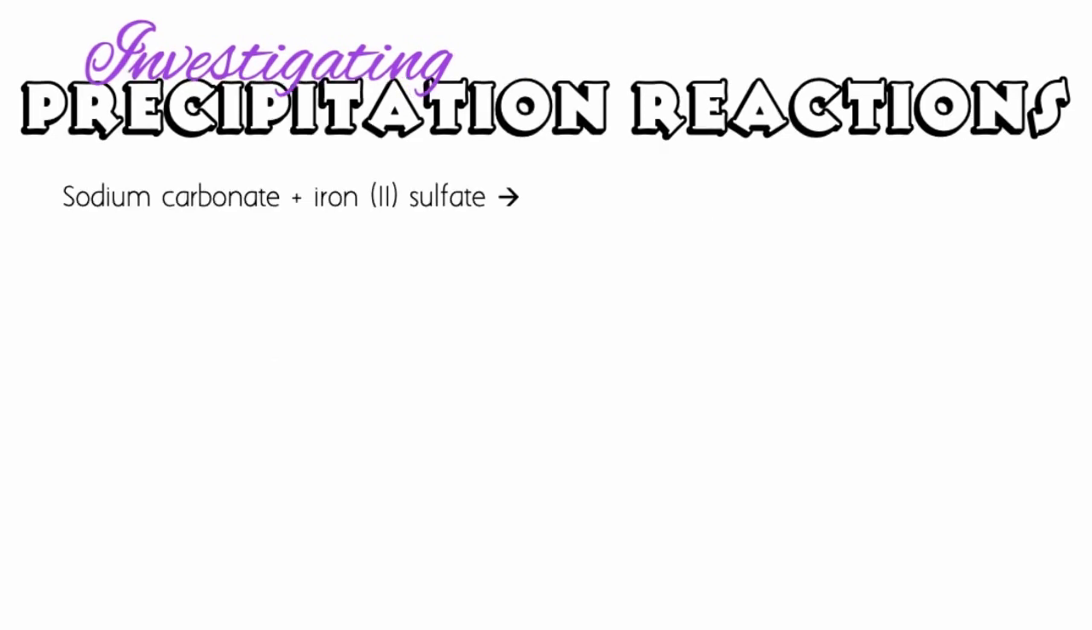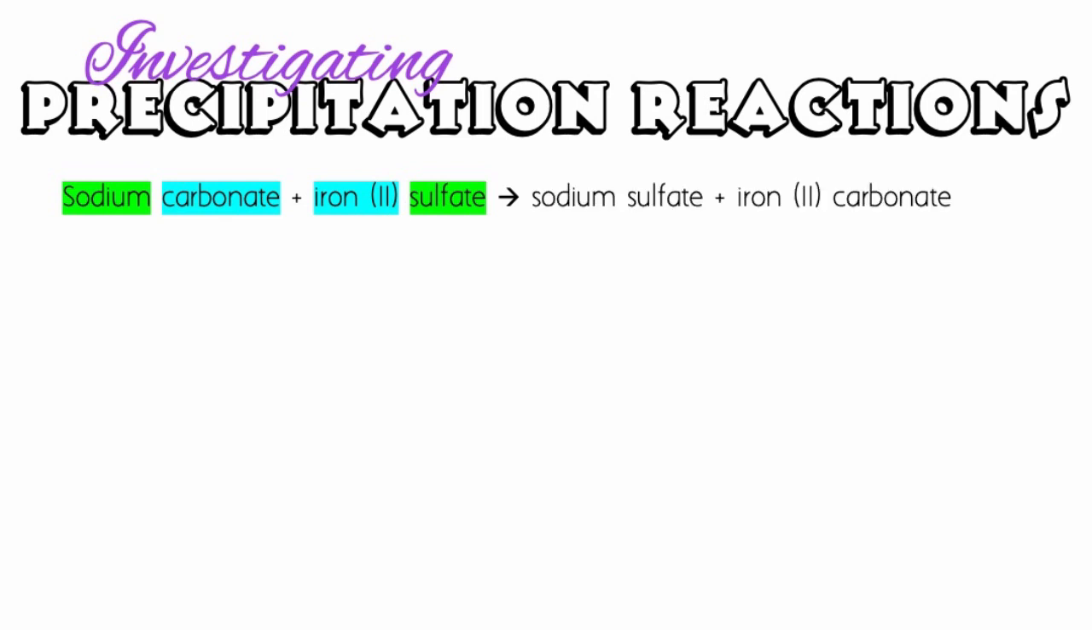I'm going to go through the first one that we actually tested on the spotting tile together. So here we've got sodium carbonate and iron 2 sulfate. And so we see that the metals swap partners. This sodium here is going to partner up with the sulfate from the other solution, and the iron is going to partner up with the carbonate from the first solution. And so our products for this reaction are going to be sodium sulfate and iron carbonate.